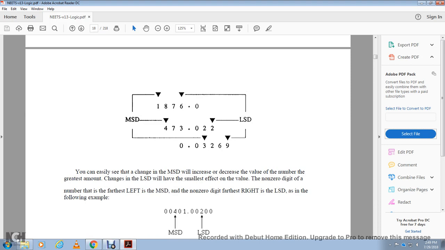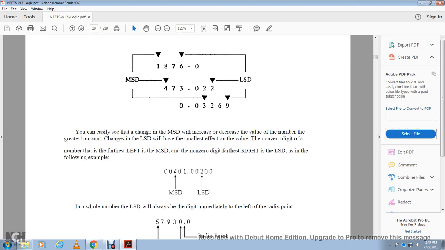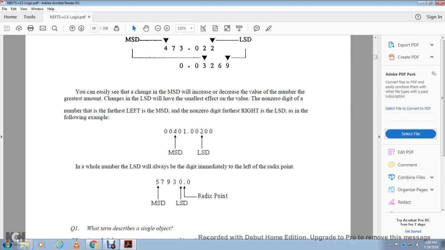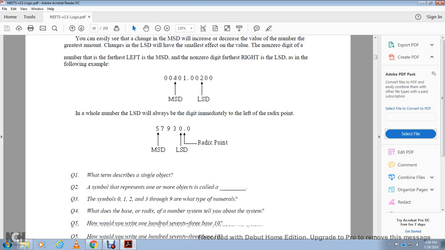A change in the most significant digit will change the value of the number by the greatest amount. A change in the least significant digit will have the least effect on the value. The most significant digit is the non-zero digit farthest to the left, and the least significant digit is the non-zero digit farthest to the right. In whole numbers, the least significant digit will always be the digit immediately to the left of the radix point.